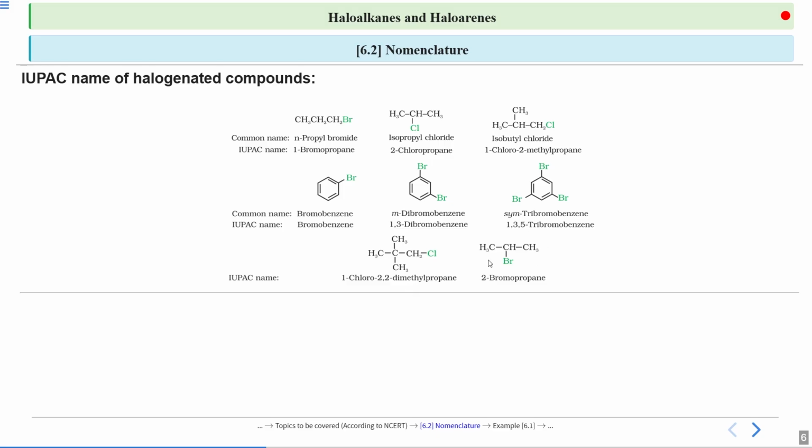Okay. Now if you see the last structure, this is CH3, CH, CH3, and at the second position we have bromine. So this is easy, you can do this. You have to select the longest chain possible. The second number will come at the carbon at which bromine is present, so the name will be 2-bromopropane. Or you can also say its common name will be isopropyl bromide, right? So these are the names of the halogenated compounds given, common and the IUPAC name.